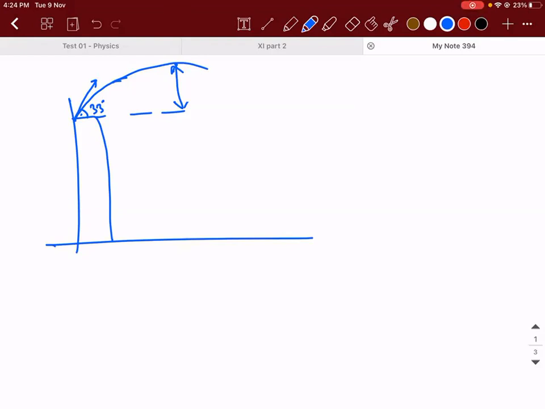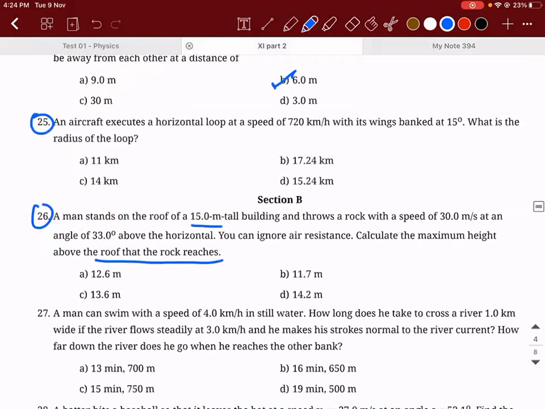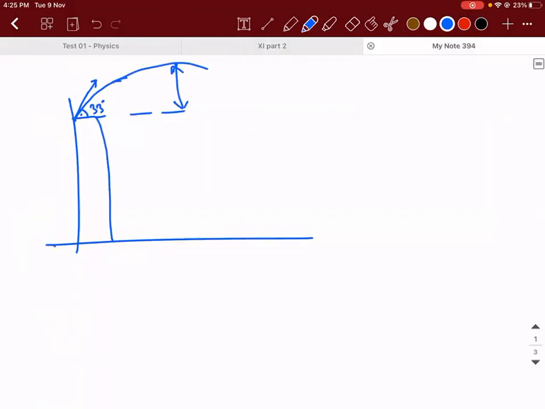It should make the same thing, u square sine square theta divided by 2g. It should not make any difference, because there's a concept called shifting of origin according to mathematics. That is the logic I used. Okay, let's see. If I take this point as the origin, this u y.